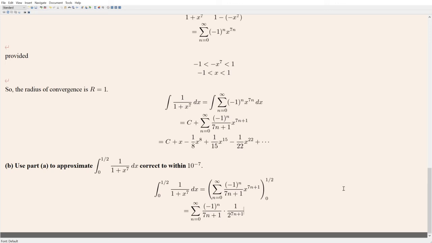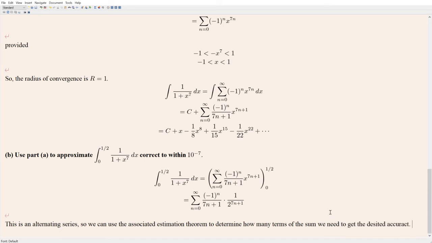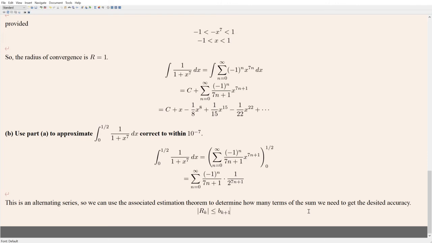Well, how can we possibly do that? Just by adding up a whole bunch of partial sums. We want it to be accurate, though. So notice that this is an alternating series, so we can use the alternating series estimation theorem. And in particular, I want to determine how many terms of the sum to take. So recall the alternating series estimation theorem, which says that the remainder upon taking the kth partial sum is less than or equal to the k plus 1th term of the series.